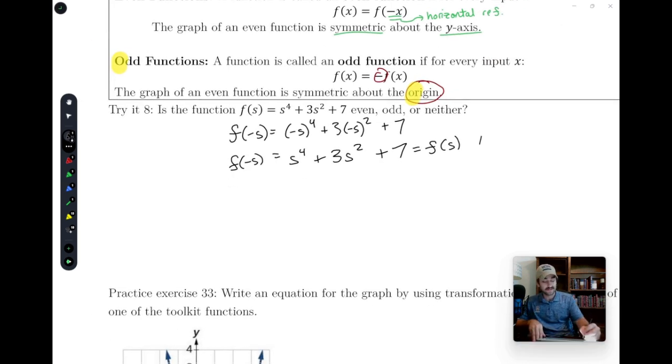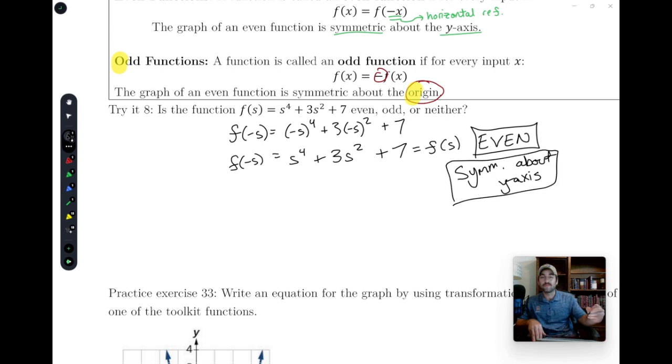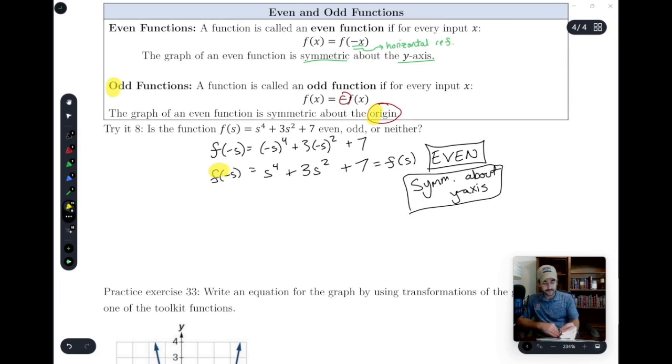First thing first, we know that this is even. Second thing we know is it's symmetric about the y-axis, or it appears to be reflected horizontally. Cool.